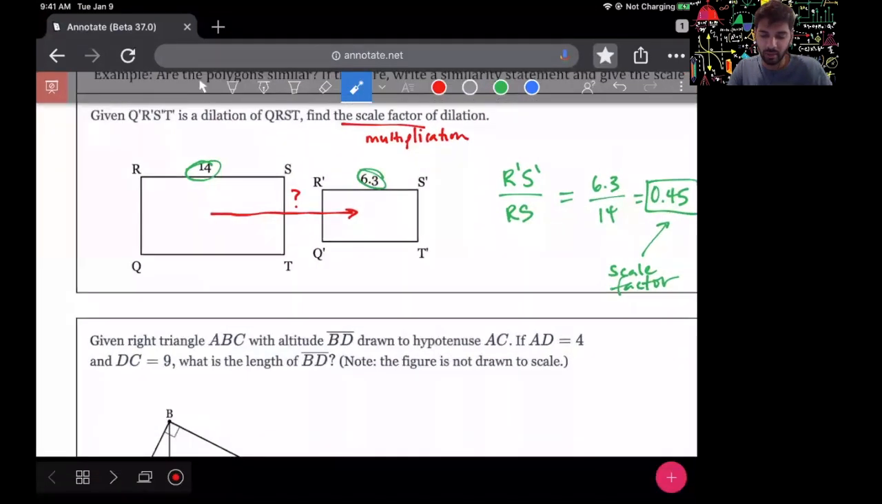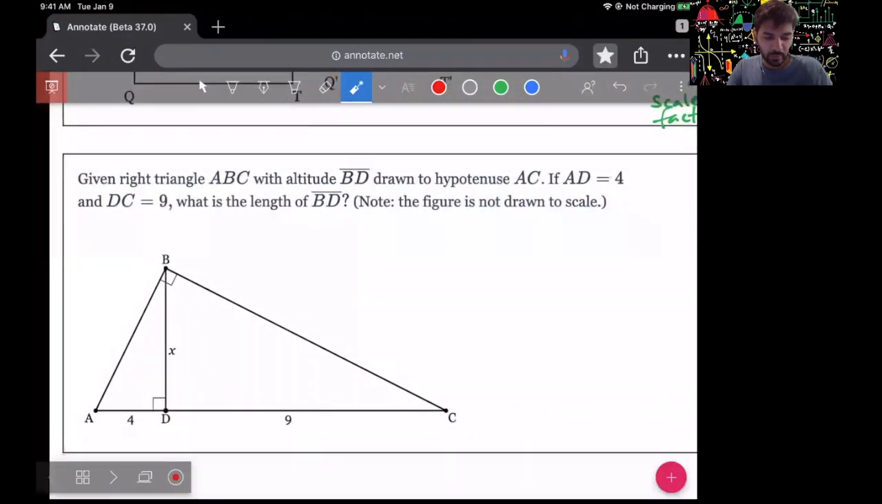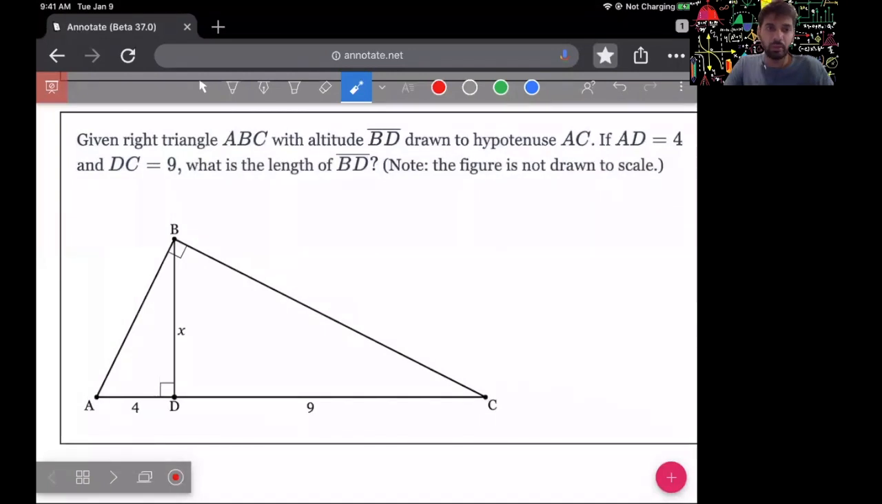All right, now let's talk about this next problem here. It says given the right triangle ABC, so this large one is ABC, it has altitude BD. Altitude is the height of the triangle going in this direction. And it's drawn to the hypotenuse AC. So AC is the hypotenuse down here. It says if AD is 4 and DC is 9, what is the length of BD?